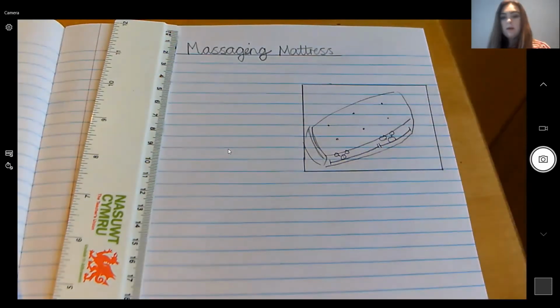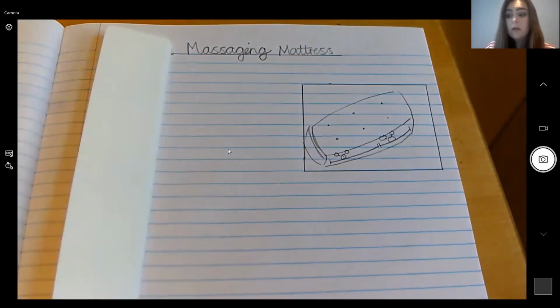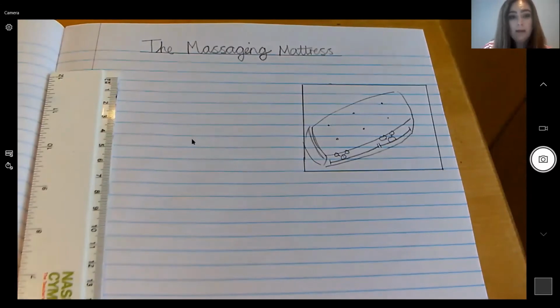Okay, so there we go. There is my massaging mattress, very, very quickly drawn in. As I said, it does not have to be perfect because this is just a plan. Now, please have a go at drawing your own invention. Please make sure it's very quick. As I said, it is just a plan. Pause the video here and then come back when you have done that.